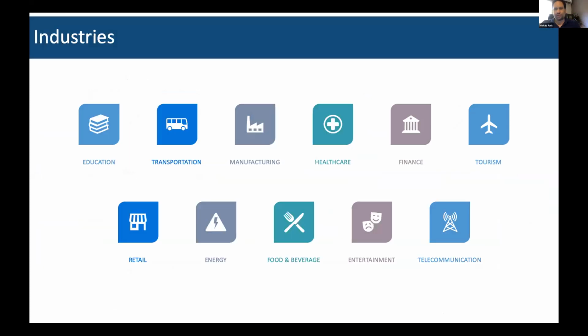Okay, so I want you to look at all these different sectors, industries, and ask yourself, can I, with my solution, serve any one of these industries? Can I, with the food produce or extract that I'm creating, somehow serve the healthcare sector? Can I serve the food sector? Can I serve the retail sector?